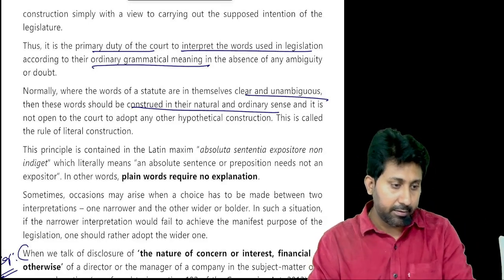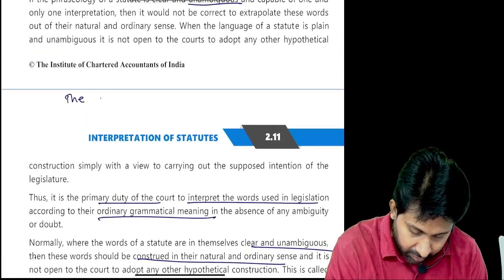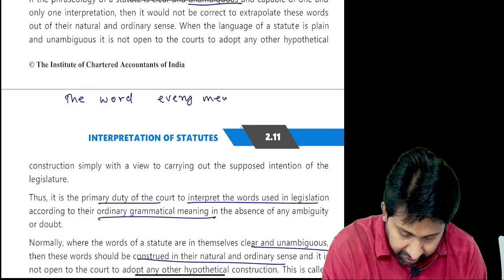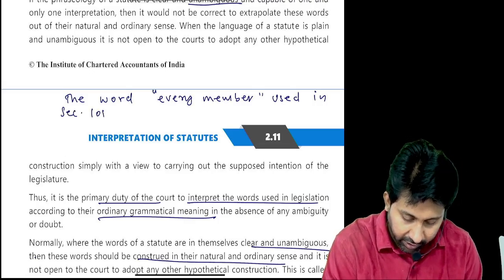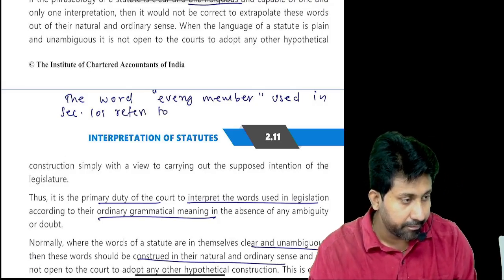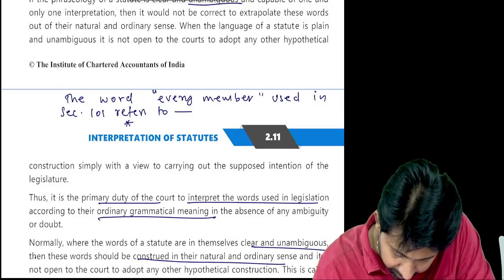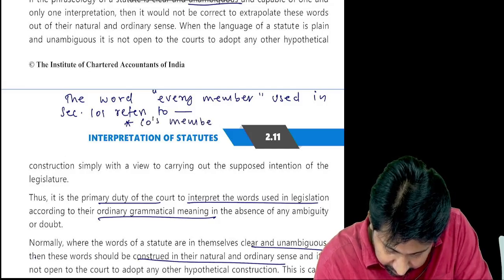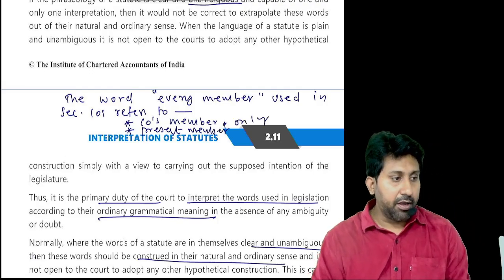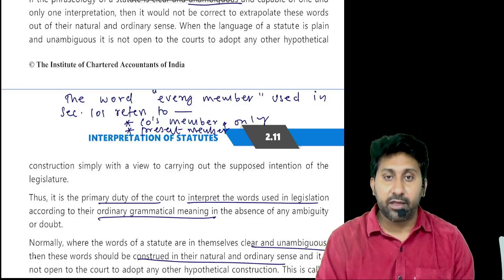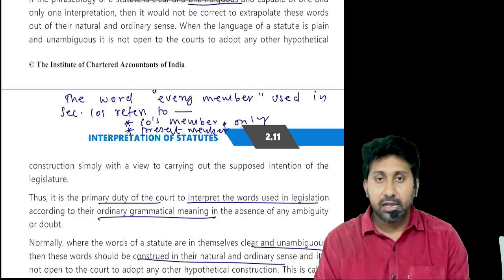Below, write down. Example. The word every member used in section 101 refers to company's member and present member only, and no other extrapolation to be made.